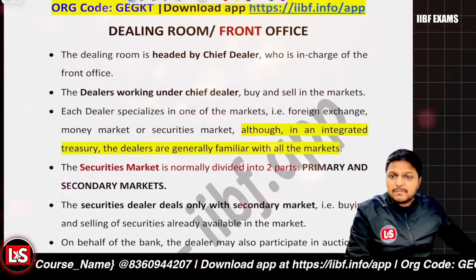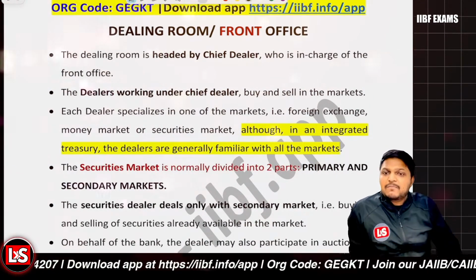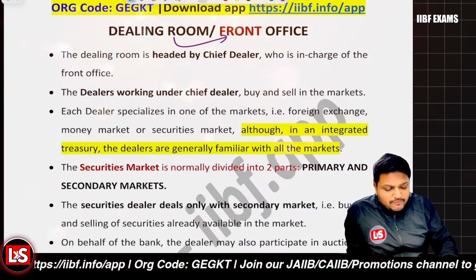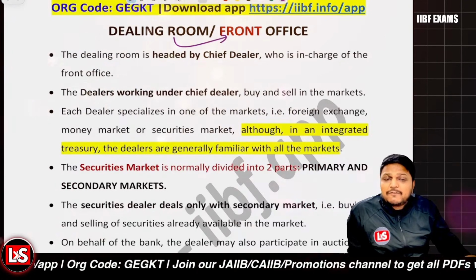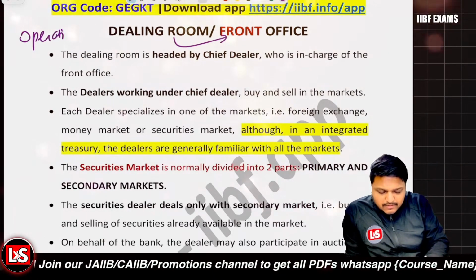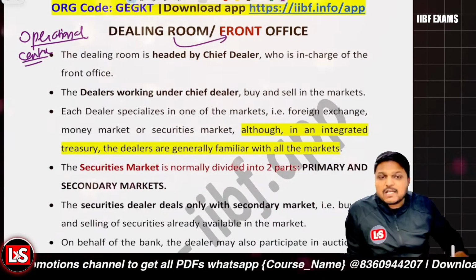The front office, back office, and the mid office. Very important topic. Very, very important topic. So the dealing room is said to be what? It is said to be the front office, right? And further, it is the operational center. This is the operational center because it is going to deal with the customers.